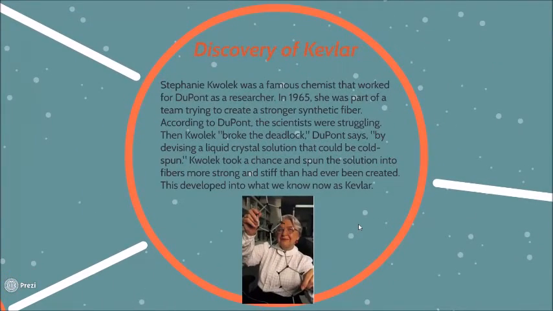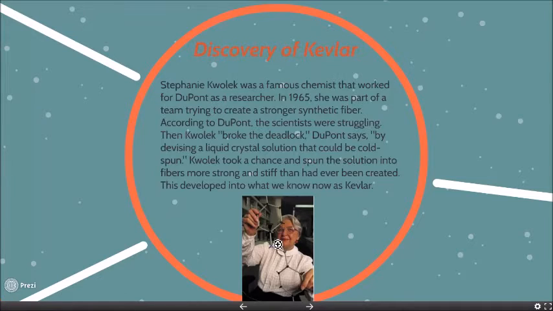So Stephanie Kwolek was a famous chemist that worked for DuPont as a researcher. In 1965, she was part of a team trying to create a stronger synthetic fiber. According to DuPont, the scientists were struggling. Then, Kwolek broke the deadlock, DuPont says, by devising a liquid crystal solution that could be cold spun. Kwolek took a chance and spun the solution into fibers more strong and stiff than had ever been created. This developed into what we know as Kevlar today, and this is Miss Kwolek.